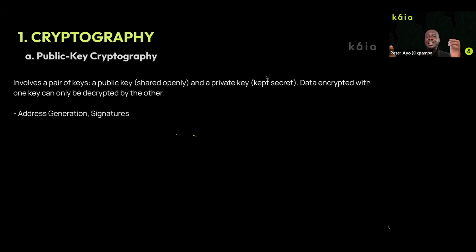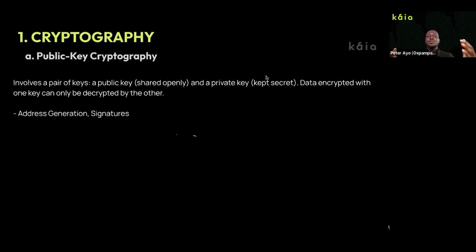I wrote here that data encrypted with one key can only be decrypted by the other, right? So if you encrypt your message with your address, signing the transaction under the hood with your private key, only your private key can decrypt that transaction, right? We are still going to be talking about how this is useful.